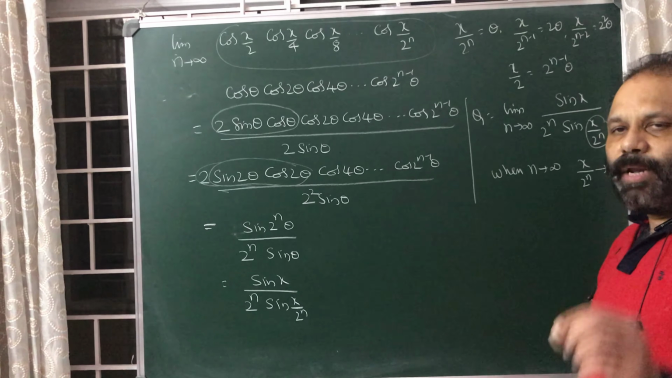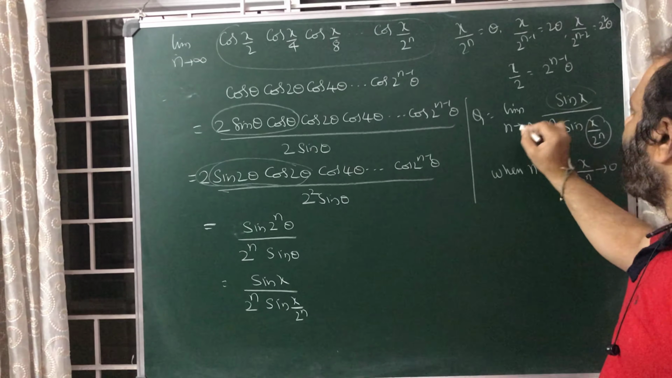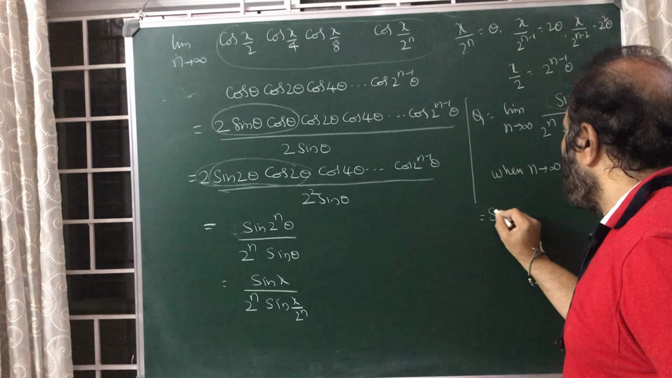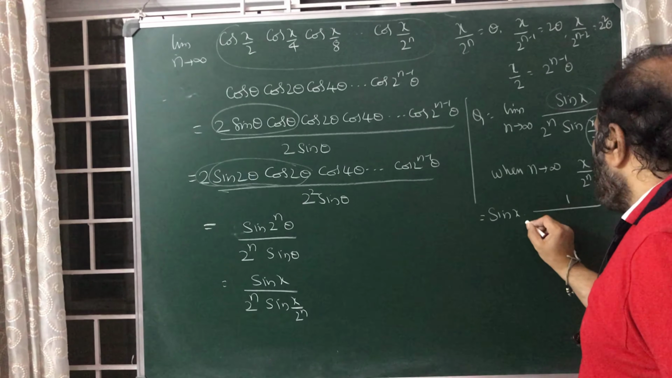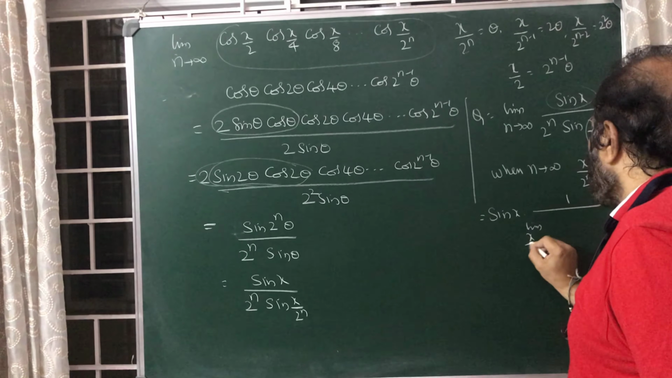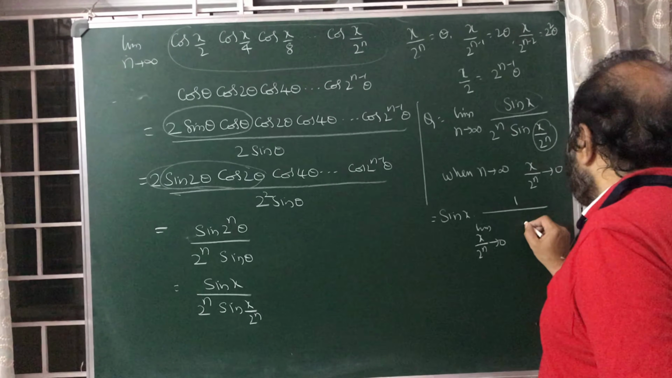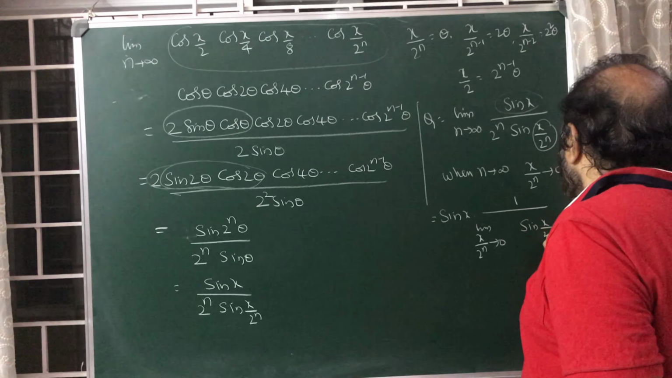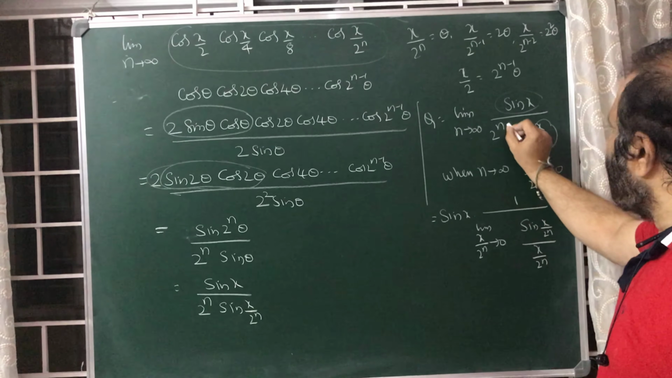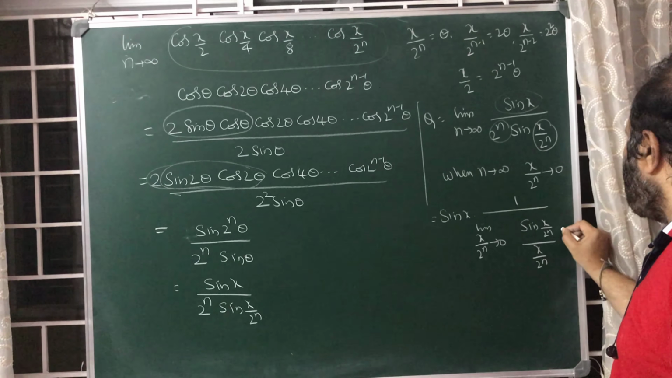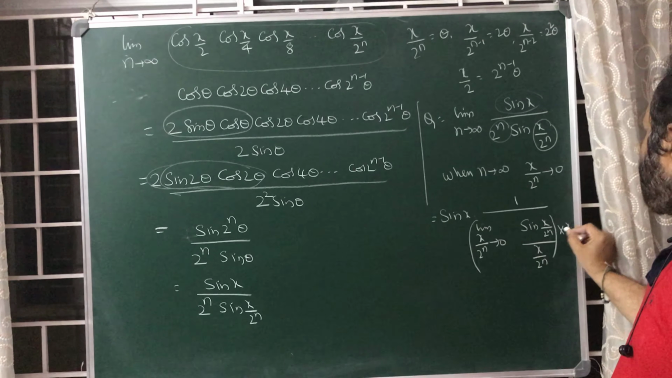Now I have to get a form like limit theta tends to 0 of sin theta by theta. Here sin x is free from n, so you can write sin x outside, because there is no impact of x here. Sin x into 1 by limit x by 2 power n tends to 0 of sin x by 2 power n divided by x by 2 power n. Here anyhow 2 power n is there, so you can write this as x by 2 power n. To balance this, don't forget to multiply with x. Here x will get cancelled.